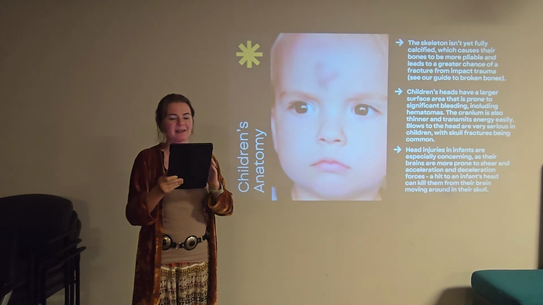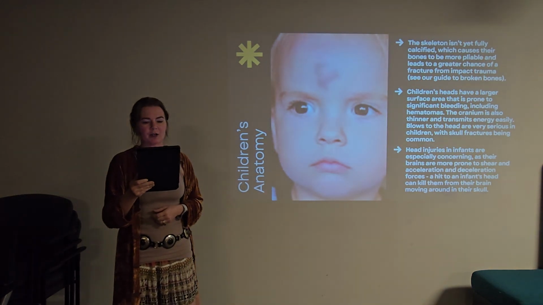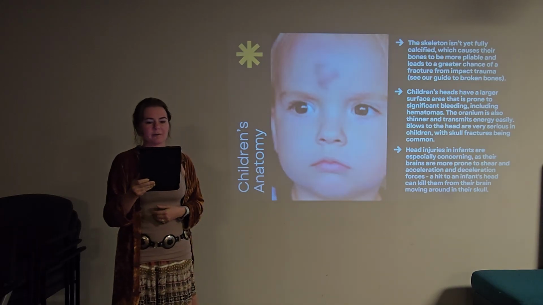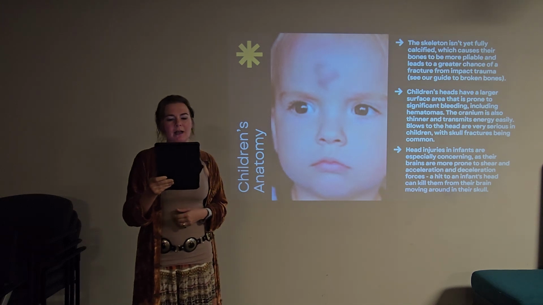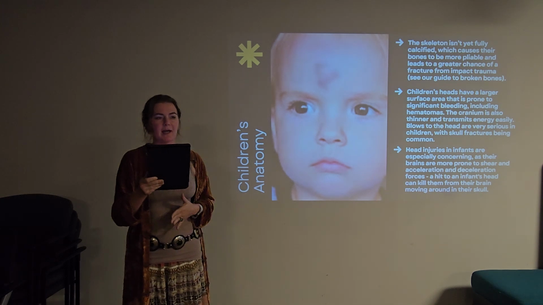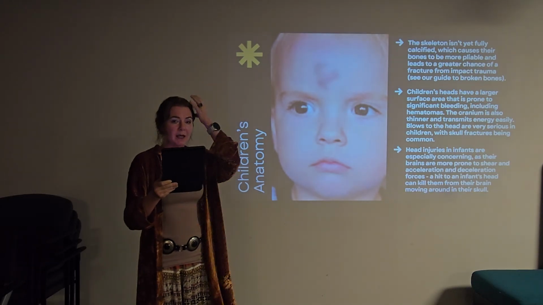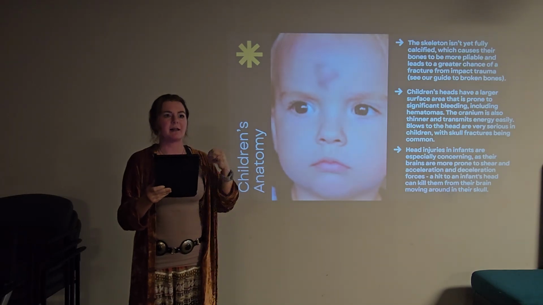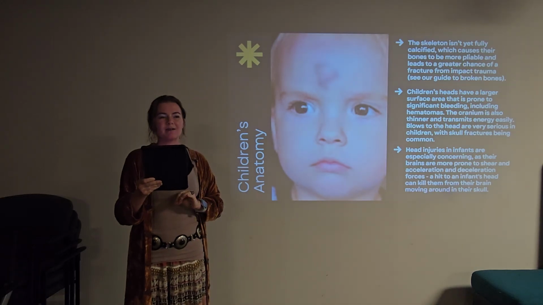The skeleton isn't yet fully calcified, which causes their bones to be more pliable and leads to a greater chance of fracture from impact trauma. Children's heads have a larger surface area that is prone to significant bleeding, including hematomas. The cranium is also thinner and it transmits energy really easily. Blows to the head are very serious in children, with skull fractures being common. If there's a big bruise on a kid's head, you should suspect a skull fracture and suspect that that is a serious injury. Head injuries in infants are especially concerning.